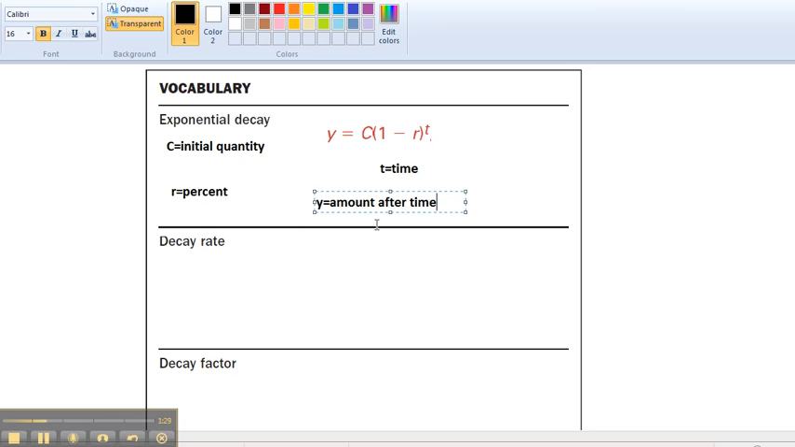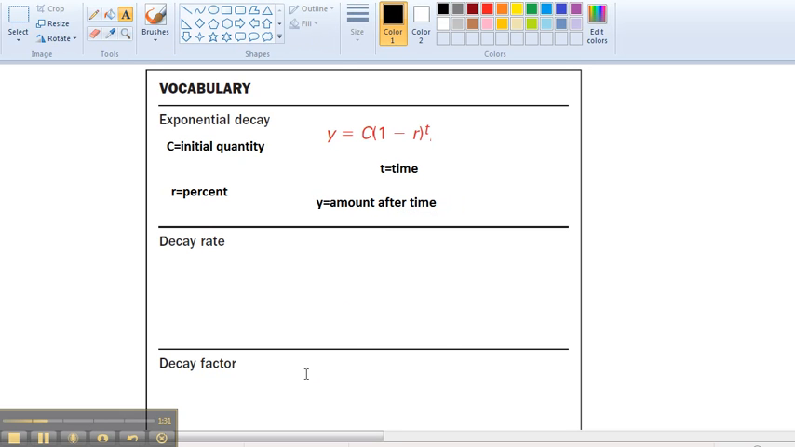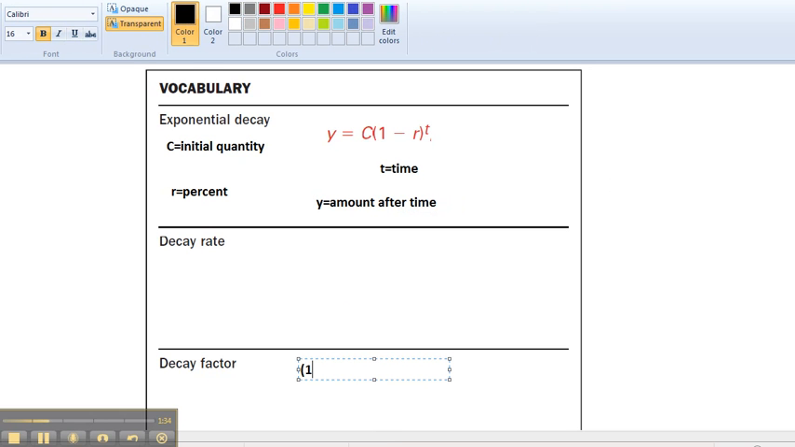Now that's a pretty good start here. I think the other thing we could write is decay factor is going to be 1 minus r. That might be kind of an obvious one. And we can probably go with this simple of a definition for what we're about to do.